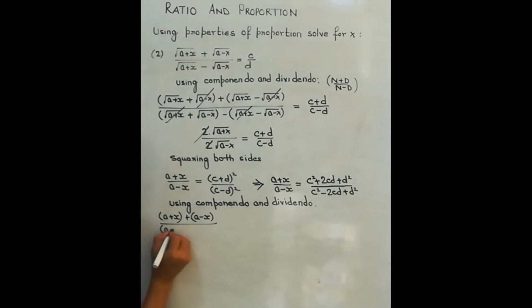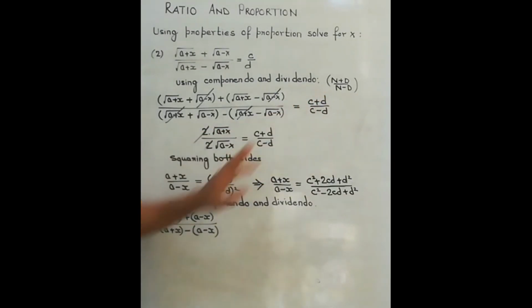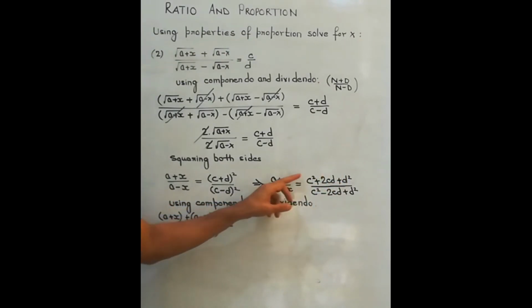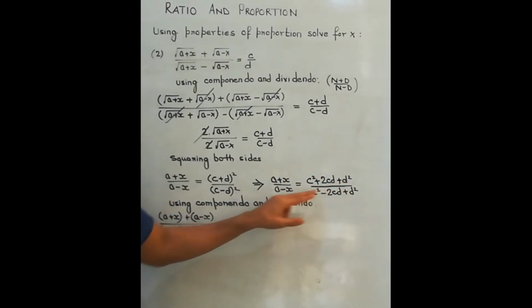Then numerator minus denominator. So see, I have applied this property on the left side. This is numerator, this is denominator. I have applied it on the left side. Now I will apply on the right side. Now for me on the right side, this is numerator and this is denominator.